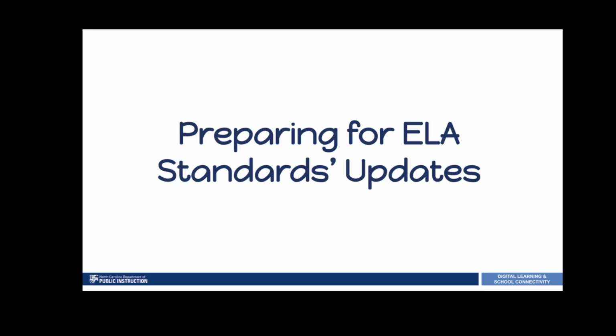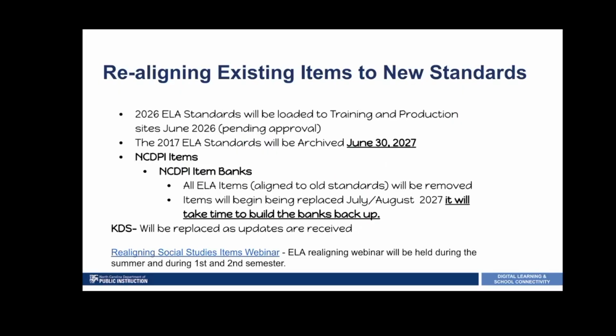So we want to go ahead and let you know a year and a half in advance about what's going to happen. And if you are social studies, you are already familiar with this because this just happened for you guys recently, and science as well. But with the standards changing, that means that we will be having to remove items and standards once the new ones are live. Okay, so since the new standards will be implemented in 2027, the 2017, the current ones, will be archived, meaning removed from the system on June 30th, 2027.